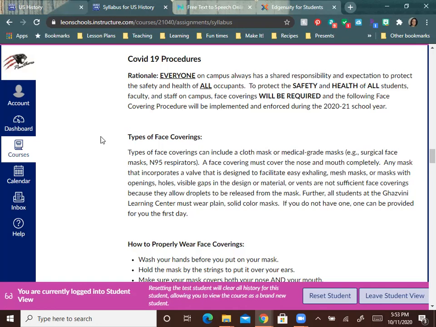The types of face coverings can include a cloth mask or medical grade mask, such as a surgical face mask or N95 respirators. A face covering must cover the nose and mouth completely. Any mask that incorporates a valve designed to facilitate easy exhaling, mesh masks, or masks with openings, holes, visible gaps in the design or material, or vents are not sufficient face coverings because they allow droplets to be released from the mask.